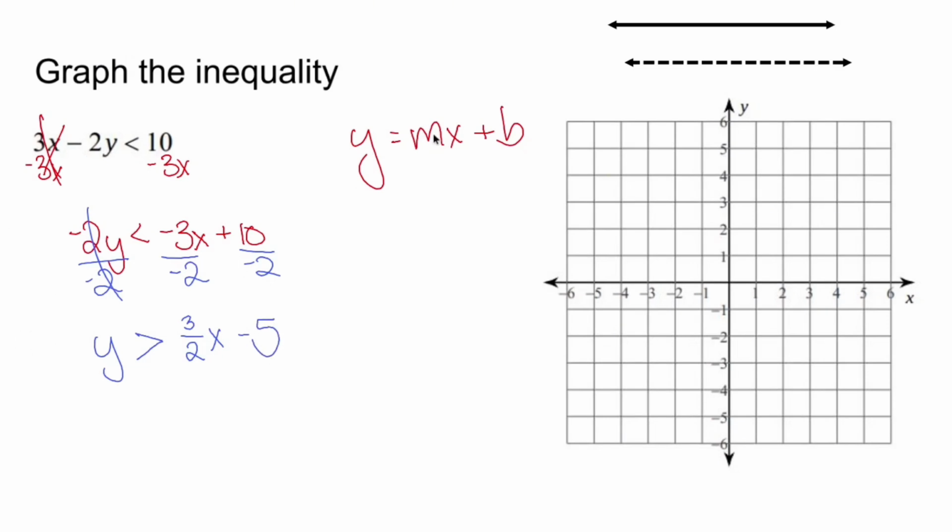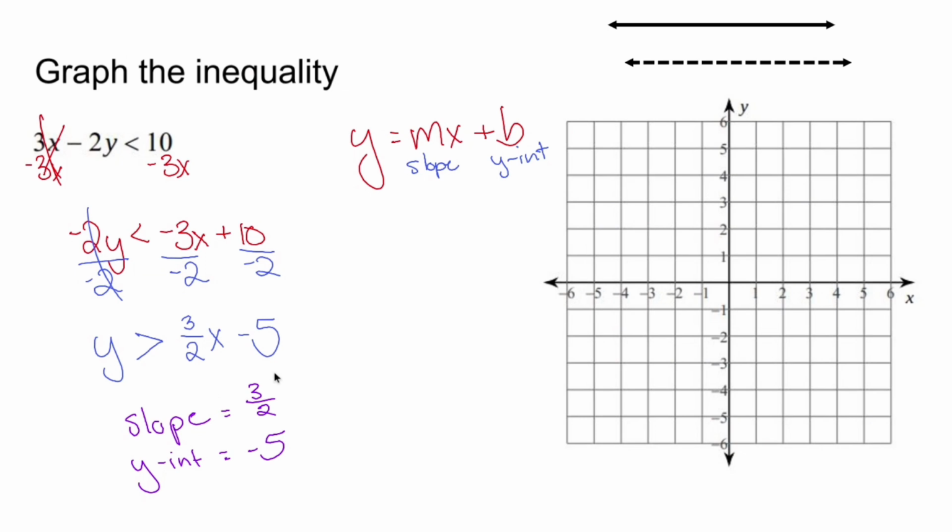Now you look like slope-intercept form. Remember, slope-intercept form says that when y is all by itself, the number in front of x is my slope and the number floating around is my y-intercept. So looking at this problem right here, my slope is going to be 3 over 2 and my y-intercept is going to be negative 5.